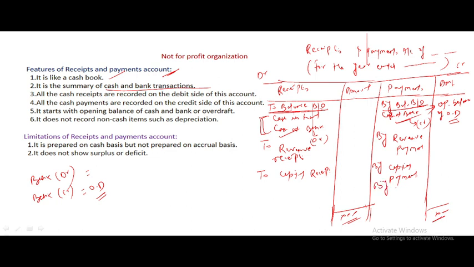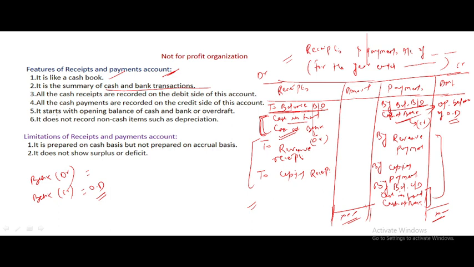In the credit bottom we write by balance c/d for balancing. If we start with cash in hand, then we close with cash in hand. If we start with cash at bank, then we close with cash at bank. These are opening balances and these are closing balances, and this is the format of receipts and payment account. All the cash receipts are recorded on the debit side of receipts and payment account, and all the cash payments are recorded on the credit side.